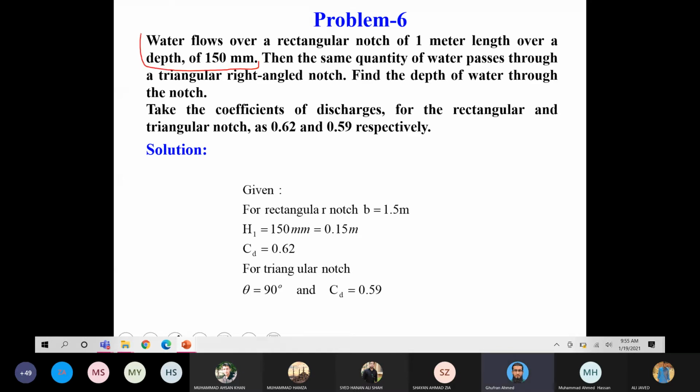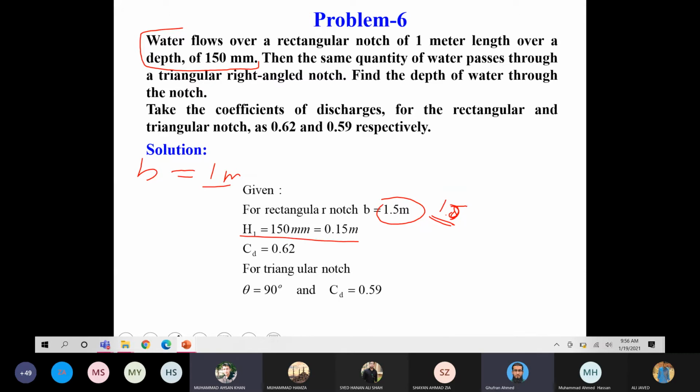ये पहला part हो गया problem का जी. Water flows over a rectangular notch of 1 meter length. इसमें B क्या है जी? 1 meter. ये मतलब 1 meter है या 1.5, इसको replace कर लीजिएगा. ठीक है, one से. Okay sir.